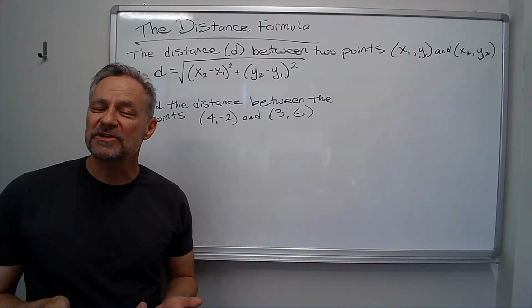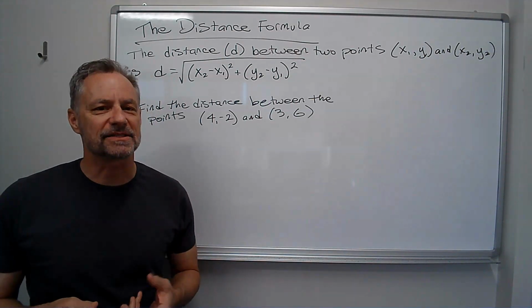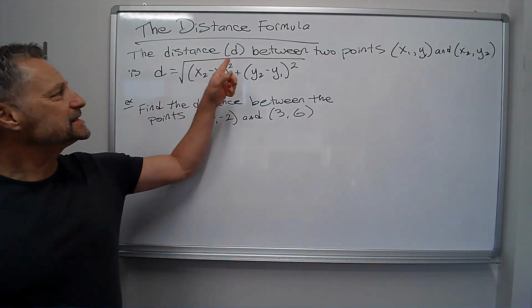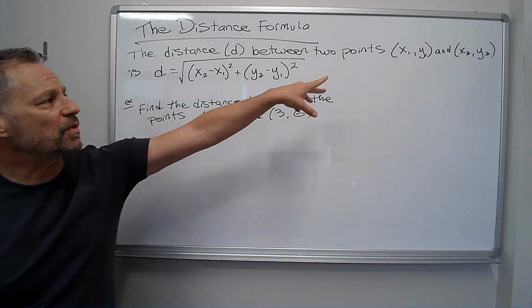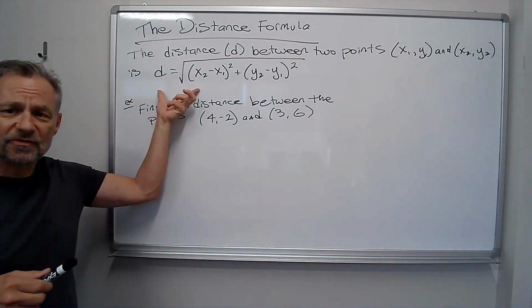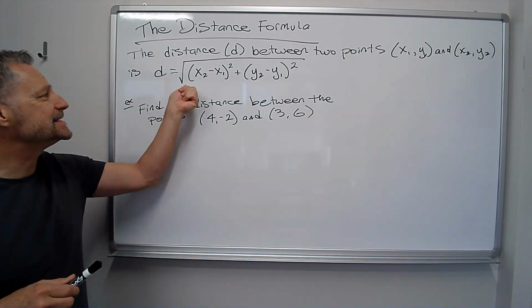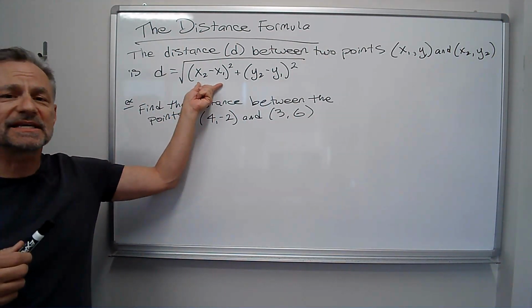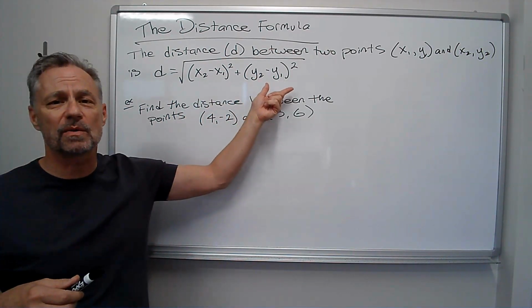Hi there. It's Professor Monty, and let me show you how to use the distance formula. So the distance between any 2 points, x1, y1, and x2, y2, is this formula. The distance d is equal to the square root of x2 minus x1 squared plus y2 minus y1 squared.